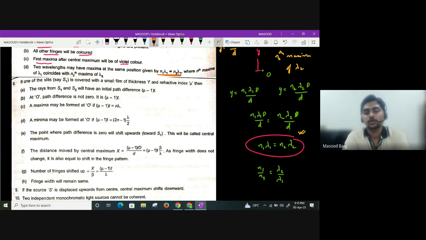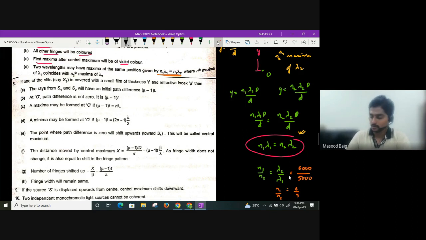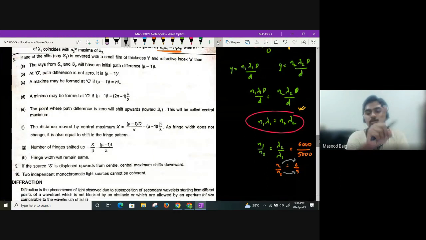Suppose two lights of wavelength 5000 and 6000 angstroms are used. What is the position of a point where maximas of these wavelengths coincide? They will ask this, guys. So I have taken two wavelengths, one is 5000, the other is 6000. So what can I write here? Can I write it as 6000 divided by 5000 or not? I'll get 6 by 5. Are they co-primes? Yes. So I can directly write n1 value will be 6, n2 value will be 5. So in this situation, the sixth maxima of the first wavelength will coincide with the fifth maxima of the second wavelength.